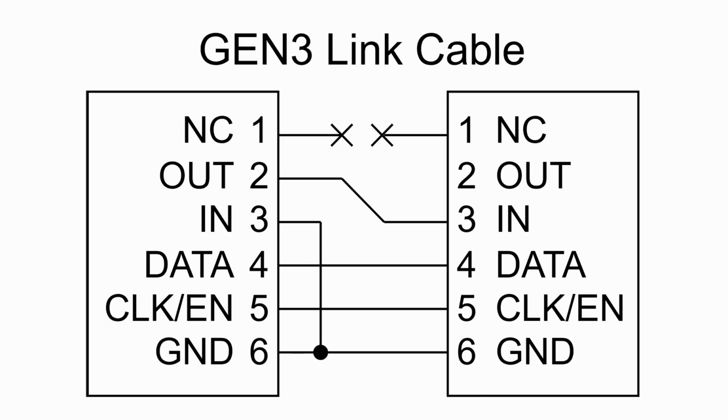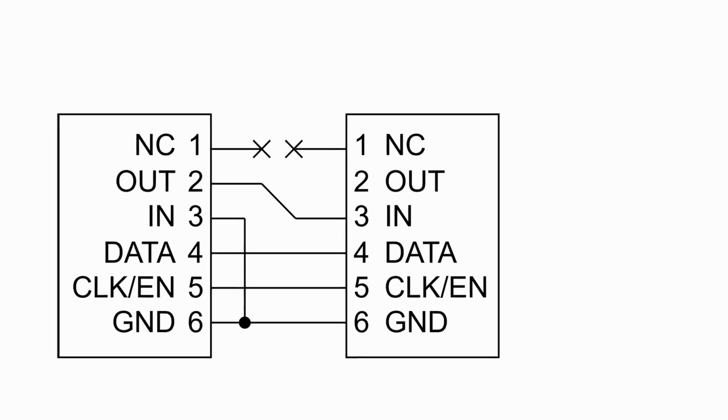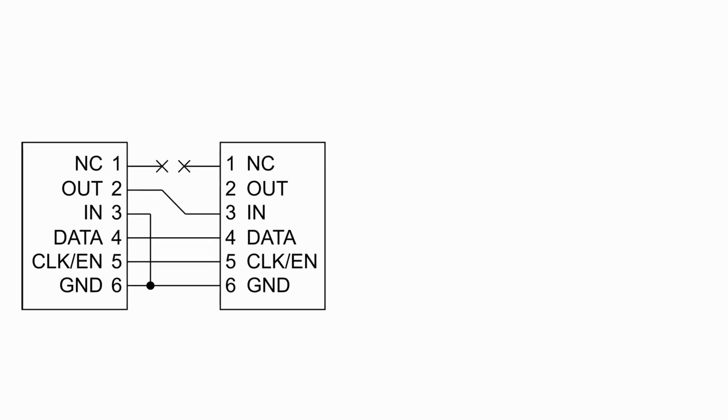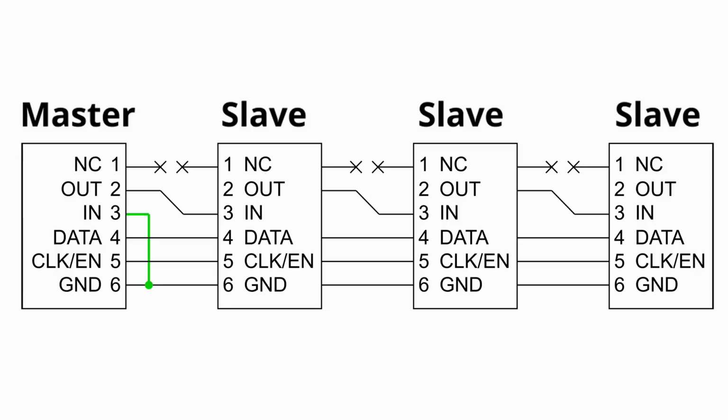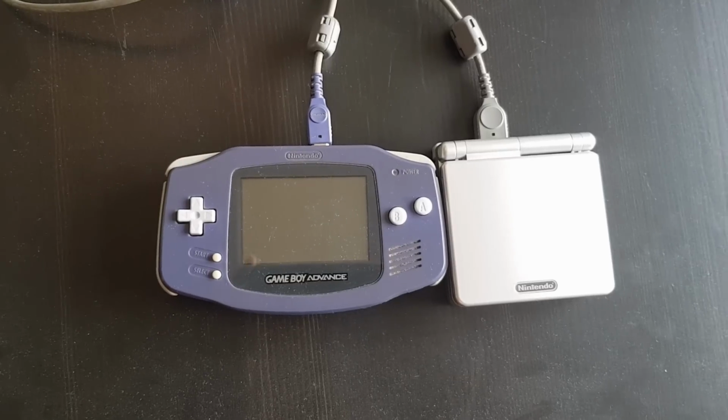In this little schematic I made, you can see that pins 4 through 6 are all connected to each other. Pin 3 on the purple connector is connected to the ground, and pin 2 on the purple connector is connected to pin 3 on the gray connector. This connection of pin 2 to pin 3 keeps going if you add more players. The first in this chain is always the master, the one who has pin 3 connected to the ground. This will always be the one with the purple connector.